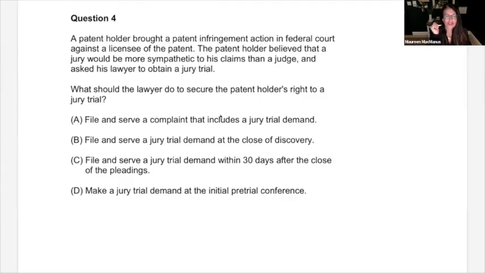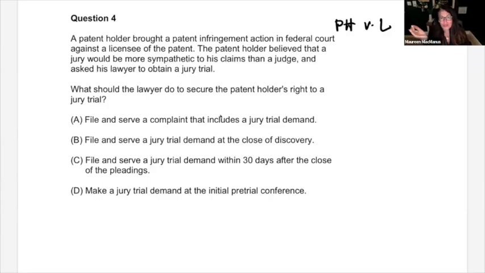All right, so let's look at the facts. A patent holder brought a patent infringement action in federal court. So this would be exclusively federal law, federal question. So if you receive patents, it's exclusively federal. So don't get tripped up on an SMJ saying no diversity or no amount in controversy. So patent holder, the licensee. The patent holder believed that a jury would be more sympathetic to his claims than a judge and asked his lawyer to obtain a jury trial. But what should the lawyer do to secure the patent holder's right to a jury trial?